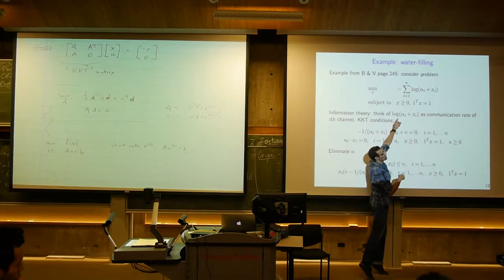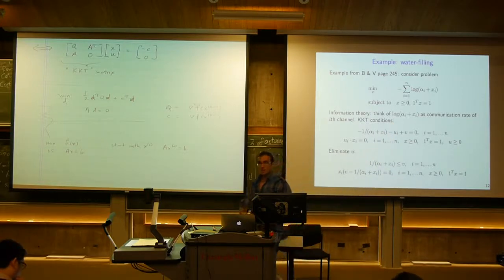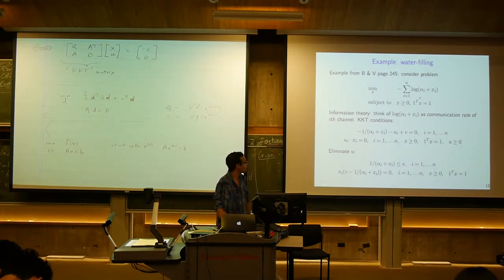So x is a vector that denotes how much I'm allocating to the ith channel, in its ith component. So it has to satisfy these constraints. I'm just making sure that it sums to 1 and it's non-negative. And really think about it as proportions that I'm assigning to each of n channels. So this problem, we can look at the KKT conditions for it.